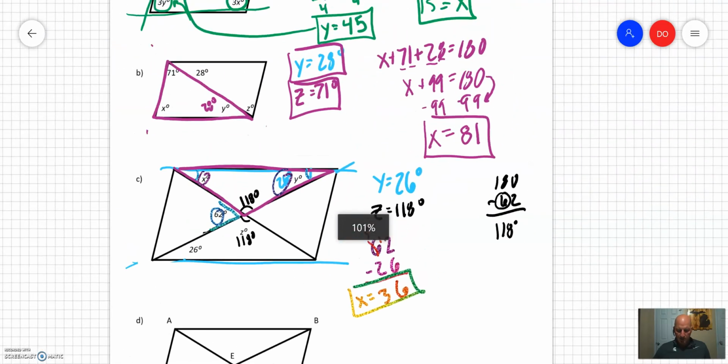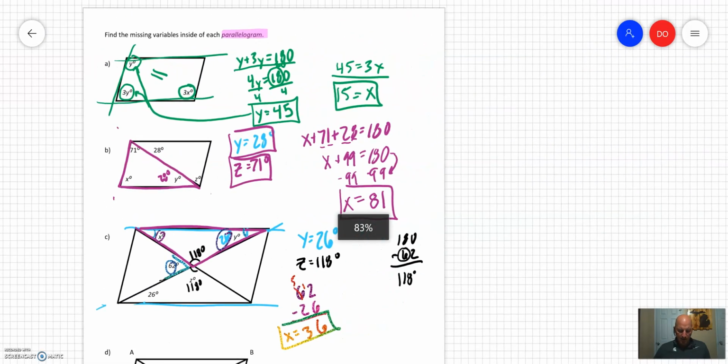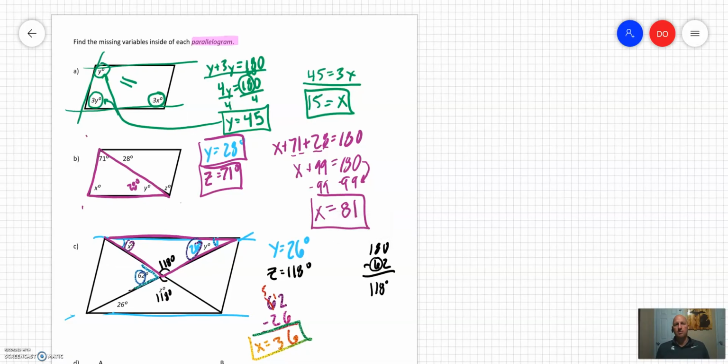Again, the whole premise of all of these questions is that you have the ability to apply what's true about parallelograms, which are the properties, as well as all the other intel we've discussed in class with parallel lines, vertical angles, and anything else that applies inside of the scenario.